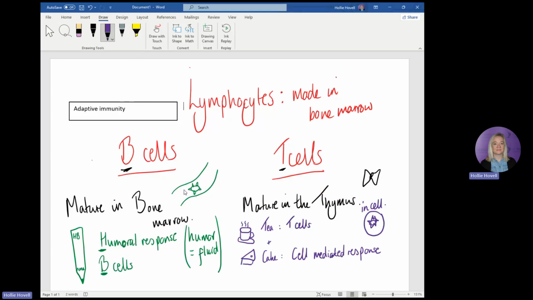fluid. So first thing is to pause the video and make sure you can remember that B cells, where they mature and that they're involved in the humoral response and what humoral means, and T cells that they mature in the thymus and which response they're involved in and what that means. Okay, so pause the video and make sure you can do that.